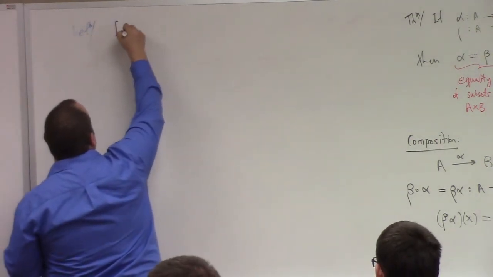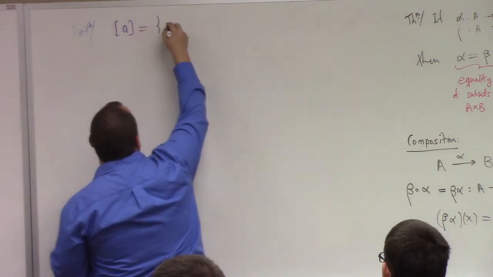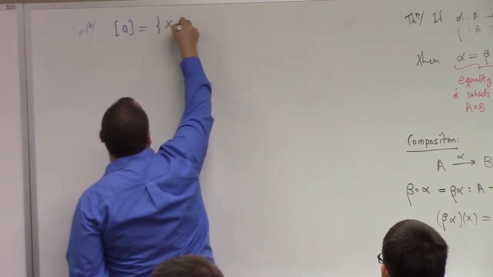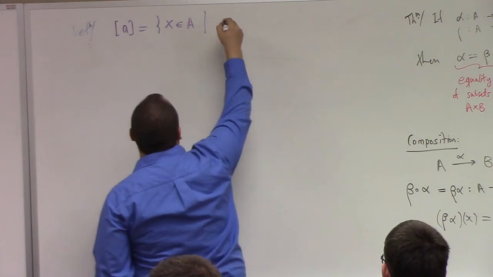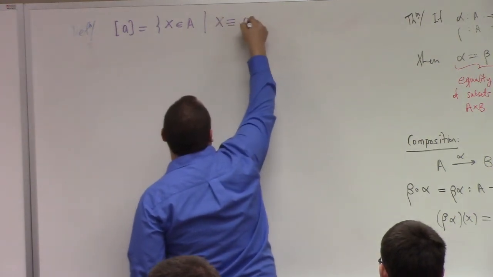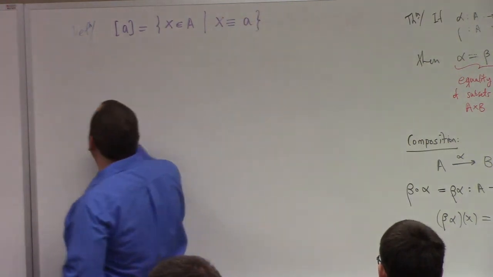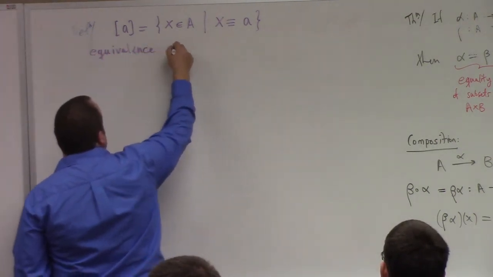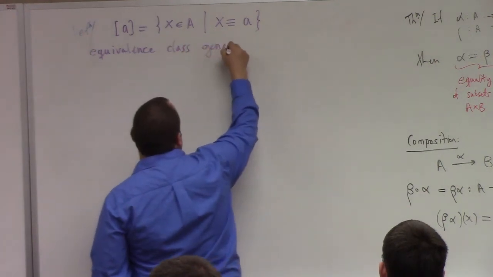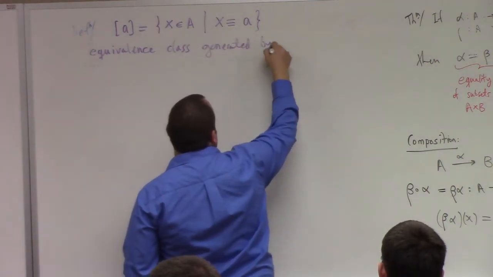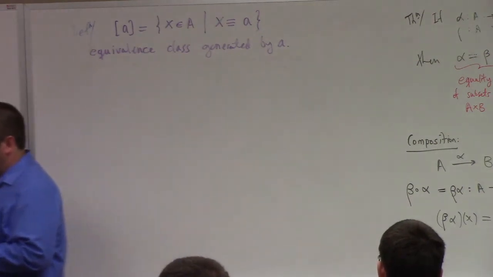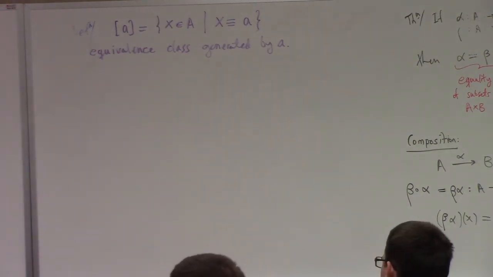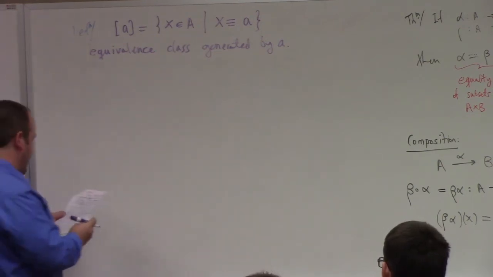So the class of A will be the set of X in A such that X is equivalent to A, right? This is the equivalence class generated by A. And this theorem that we have here in Nicholson tells us some very important basic facts about equivalence classes.